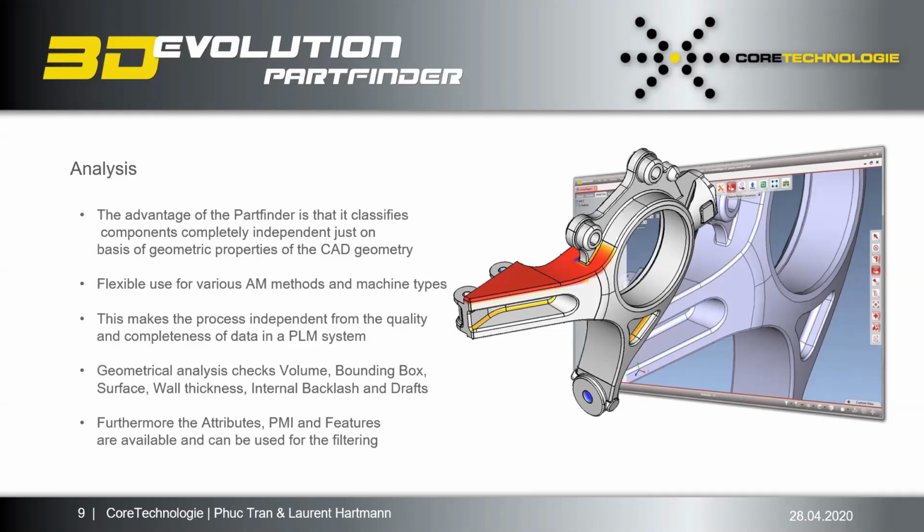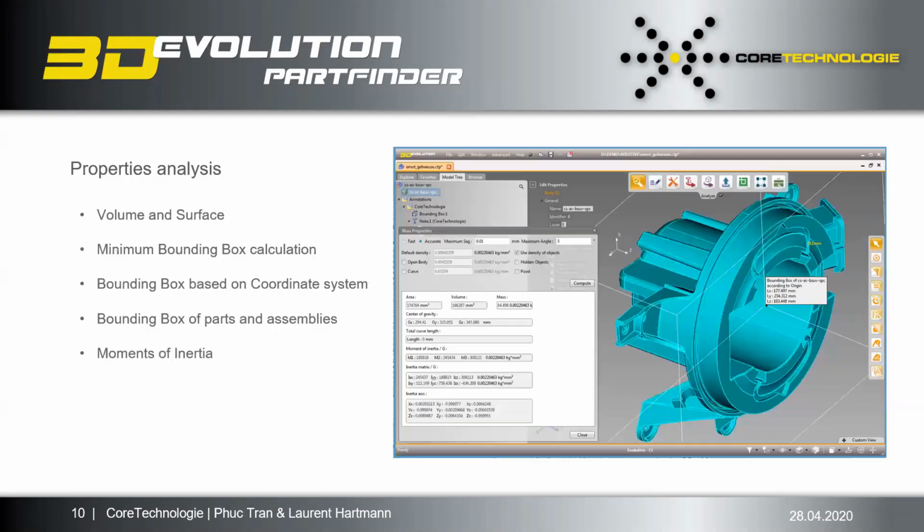It can also be fully independently integrated in a PLM system. Next to the wall thickness checking, the volume, the bounding boxes, the internal backlashes and drafts will be calculated in this process. And furthermore, as mentioned, the attributes and PMIs are available and will also be used for the filtering.